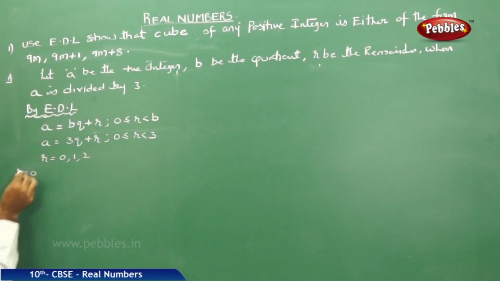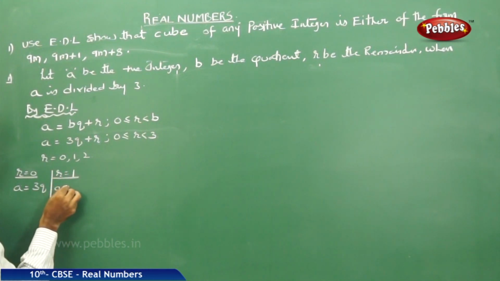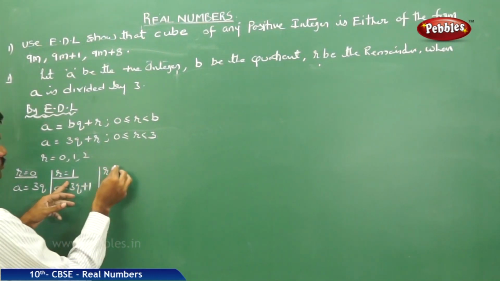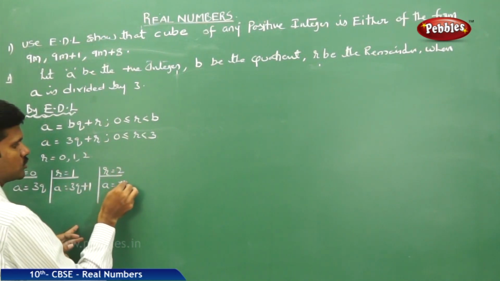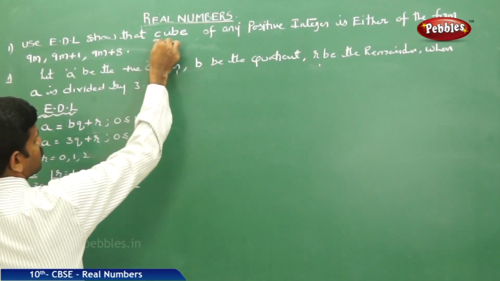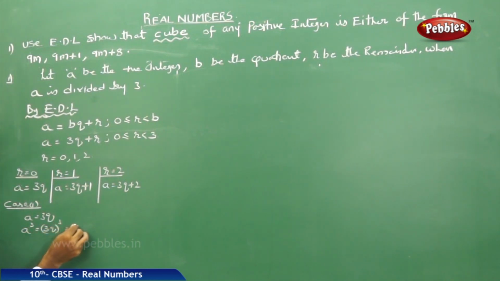Now if r is equal to 0, a is equal to 3q. If r is equal to 1, a is equal to 3q plus 1. If r is equal to 2, a is equal to 3q plus 2. Then consider each case and you have to cube it. Now case 1. A is equal to 3q, cubing on both sides, which will give you a cube is equal to (3q) whole cube, which is equal to 27q cube.